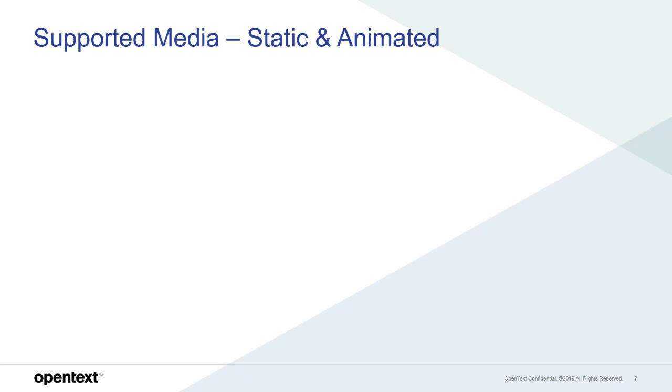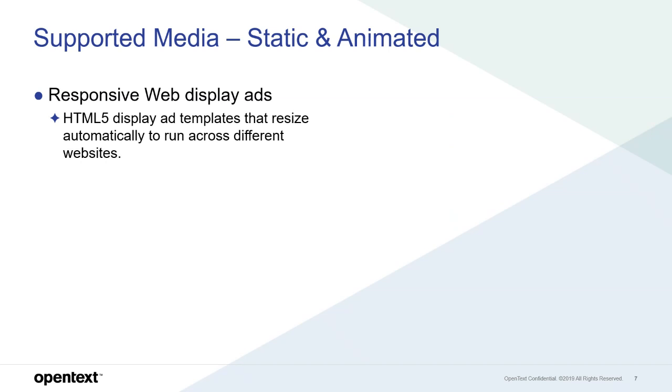So what type of media is actually supported by the asset builder? So one of the main mediums that we actually support is web display ads. So these are web banner ads. But there's a couple of different types that we do actually support. So the first one is the responsive web display ads. So these are actually HTML5 display ads.